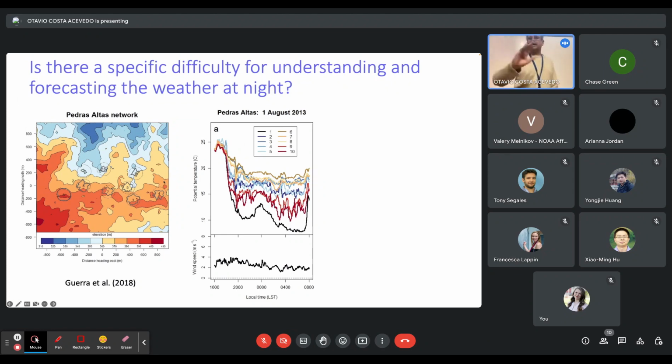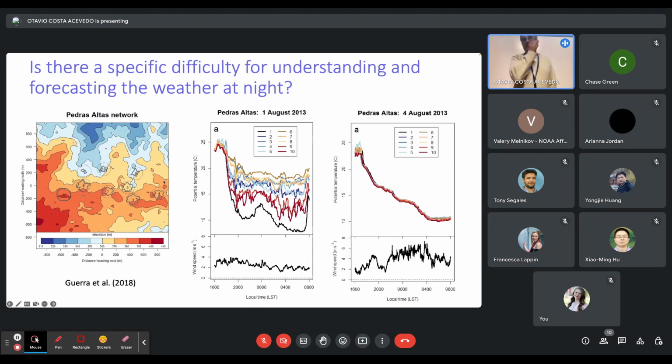But anyway, you can have an idea. But the point is to look at 3 days after. This is 1st of August, this is 4th of August. We had a night that started pretty much at the same place, 25 degrees, the same time. But then all the stations went together.